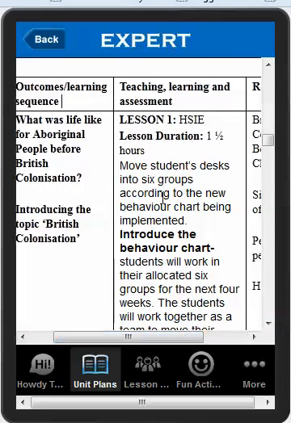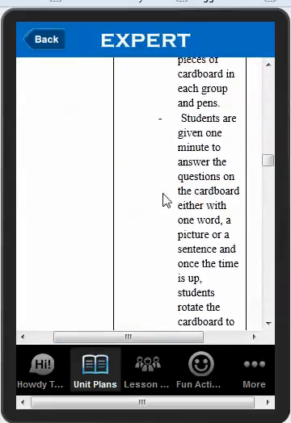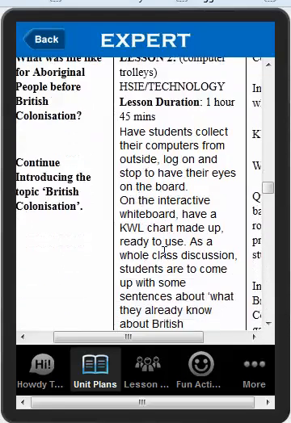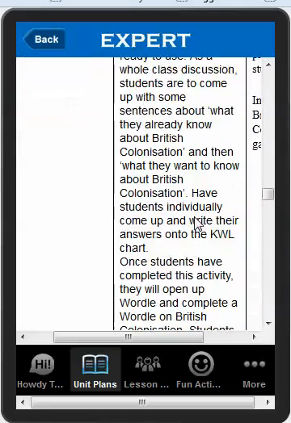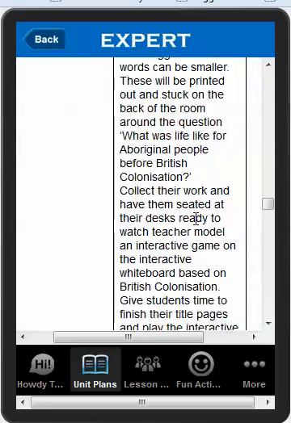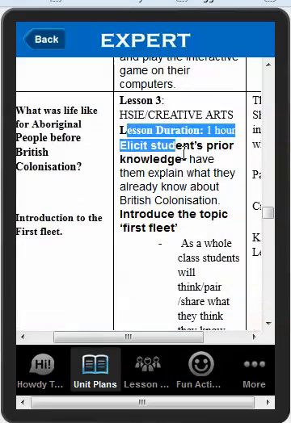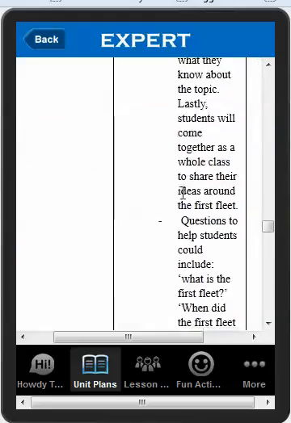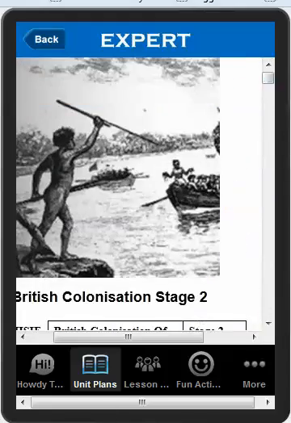So first lesson I've written here that you're introducing a behaviour chart, if you like, and you're introducing the topic of British colonisation. You can go to lesson 2 and you can continue on with the introduction and have students create a KWL chart. And then lesson 3, introduce the topic of the First Fleet. So here's just one quick unit plan.